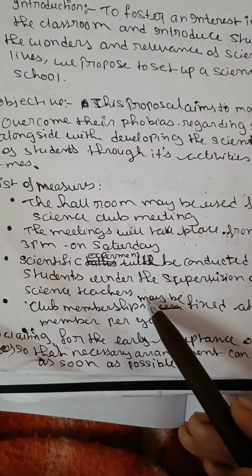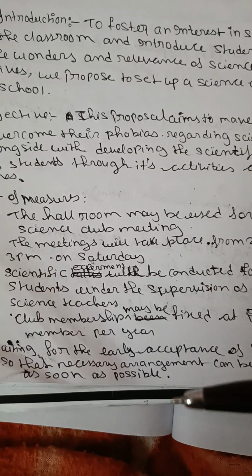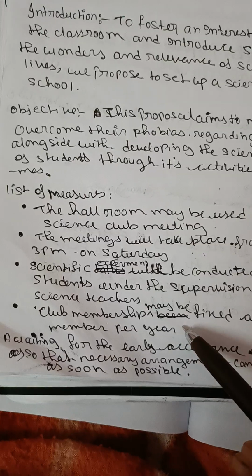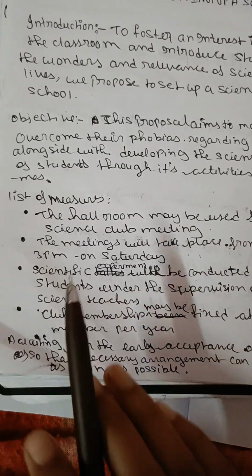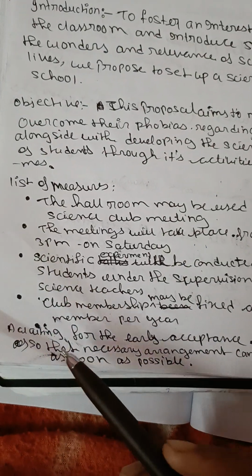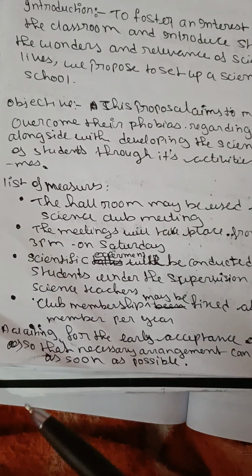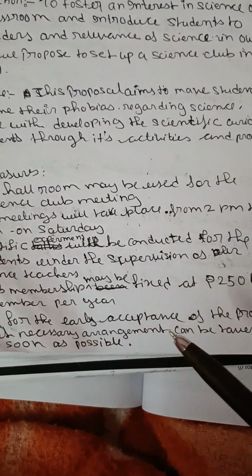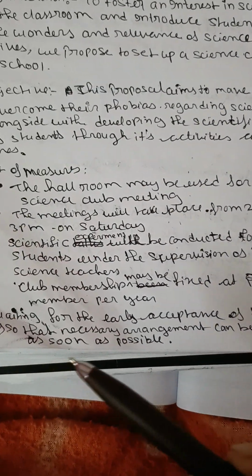Okay, here the council has told us to use may as much as we can, so try to use may while you write the list of measures instead of will, because it is what the council needs right now. And then you're gonna just finish the proposal writing with this concluding para: awaiting the early acceptance of the proposal so that the necessary arrangements can be taken as soon as possible.